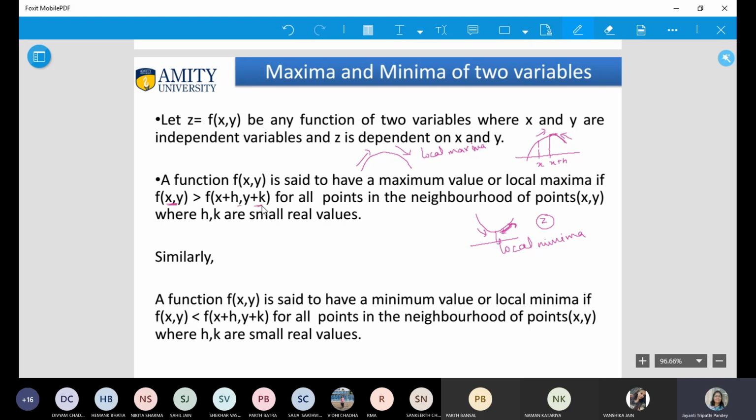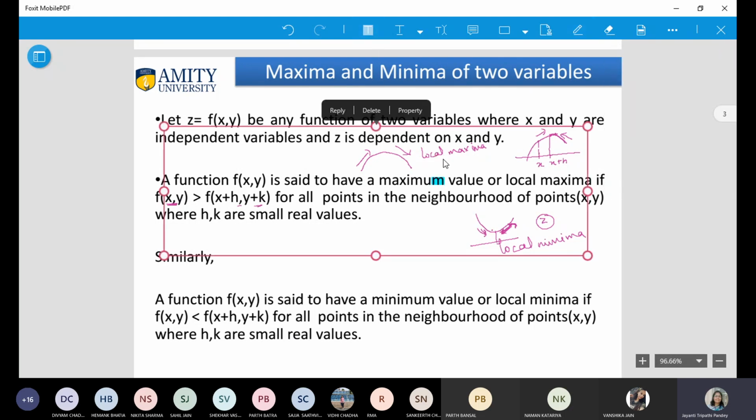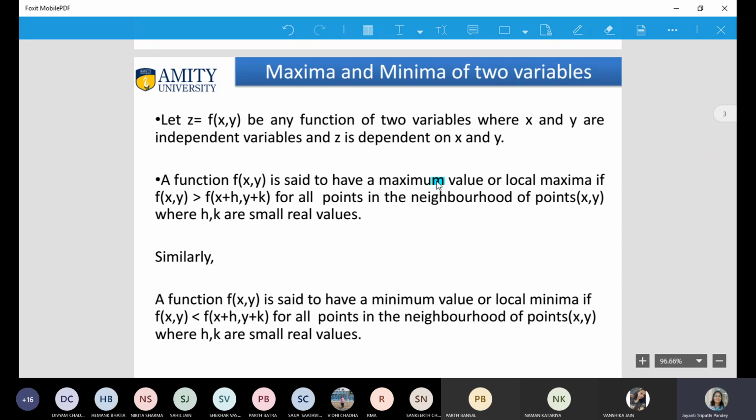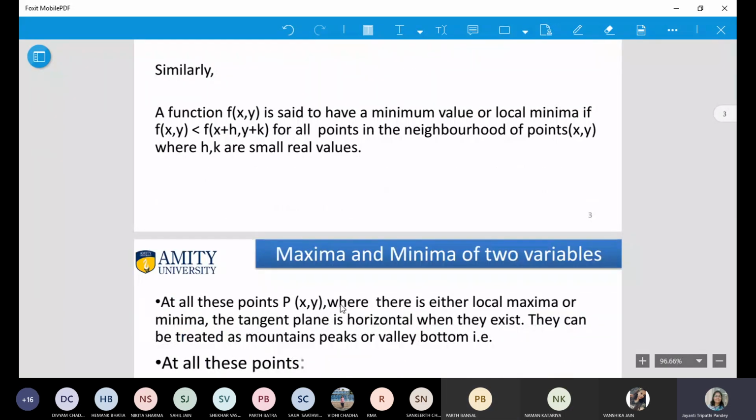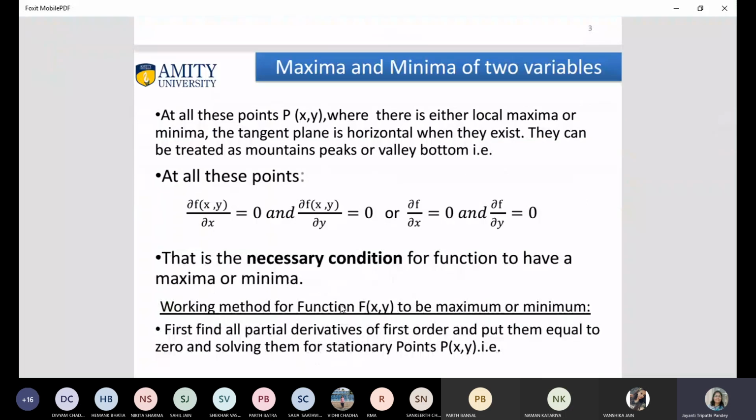And since h and k are not given any sign, it can be positive, it can be negative. Similarly, a function f(x,y) is said to have a minimum value or local minima if f(x,y) is less than all the points in its neighborhood. f(x,y) is less than all the points in its neighborhood. That is local minima. Hope it is understood. Yes, ma'am. Okay.